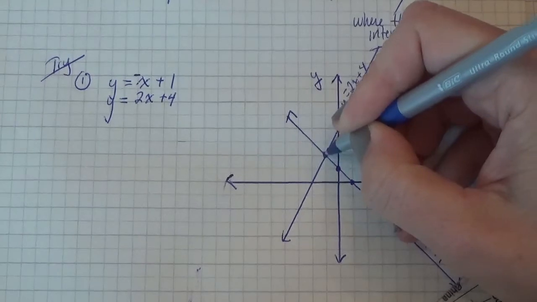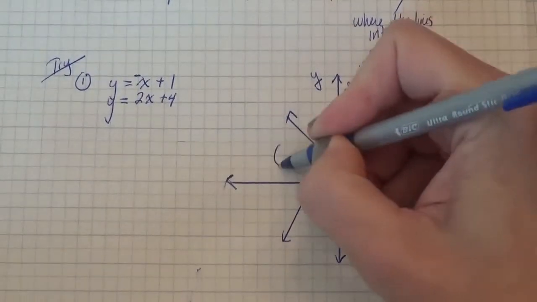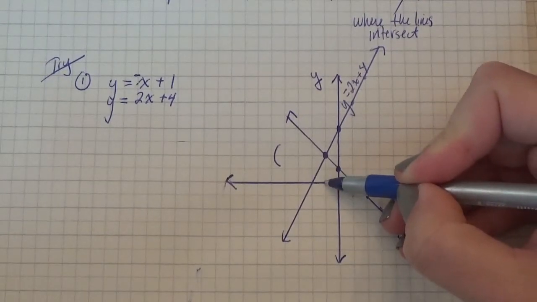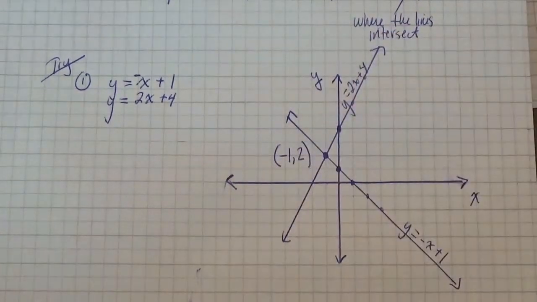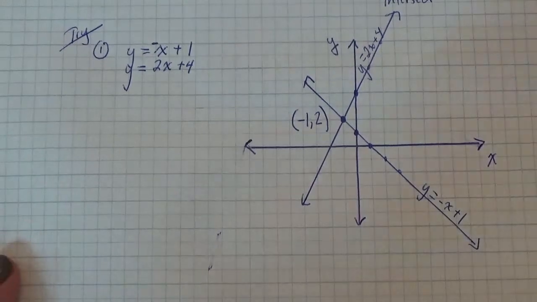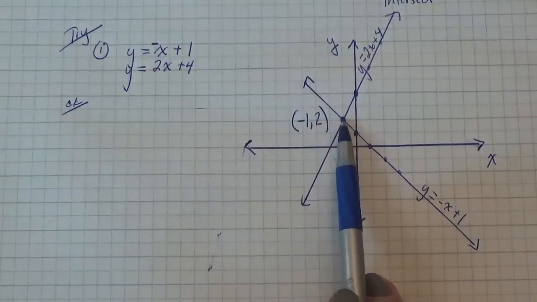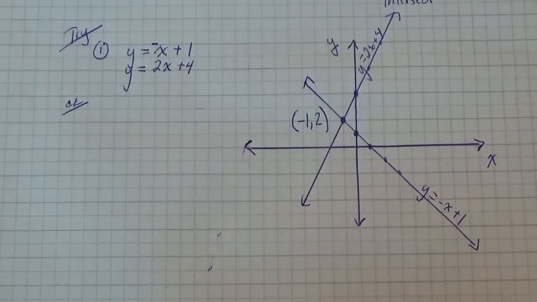And I think you can see right here our solution. And I like to mark it and label it. So what point is this? This is the point -1, 2. So that is our solution. We're actually going to check that that's right. So we're going to do little checks here. Because if that's really our solution, this point should make each equation work.